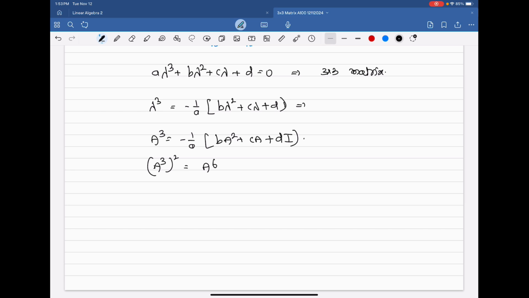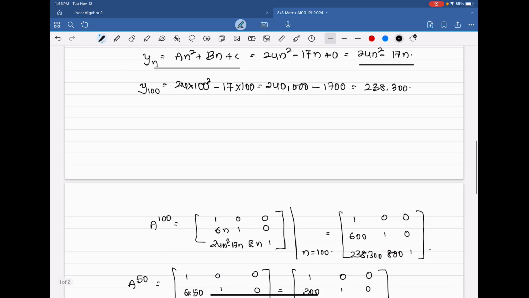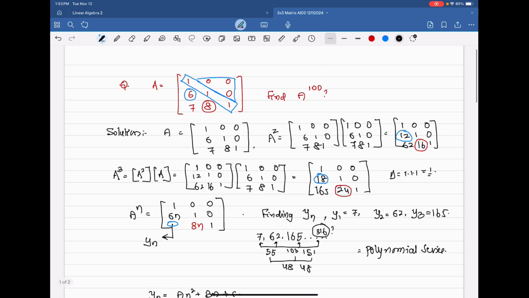If something is given like finding A to the power of 6, in 2 steps you can find it out from the characteristic equation. First you have to find out the characteristic equation, and from there you can find it out. But when the problem is given like A to the power of 50, A to the power of 100, A to the power of 500, in that case, please go through this procedure and solve it, provided the matrix is an upper triangular or lower triangular matrix. In the lower triangular matrix, upper triangular elements will be 0. In the upper triangular matrix, lower triangular elements will be 0.